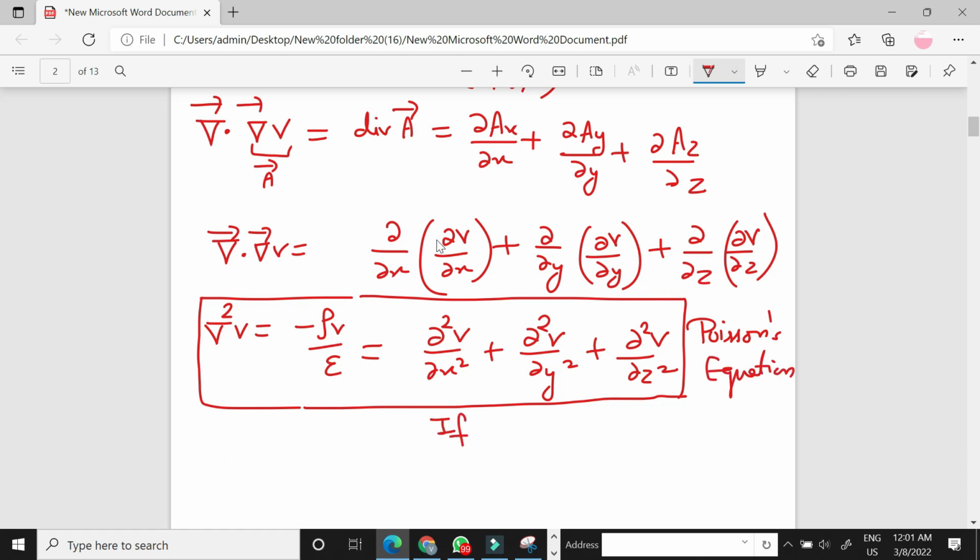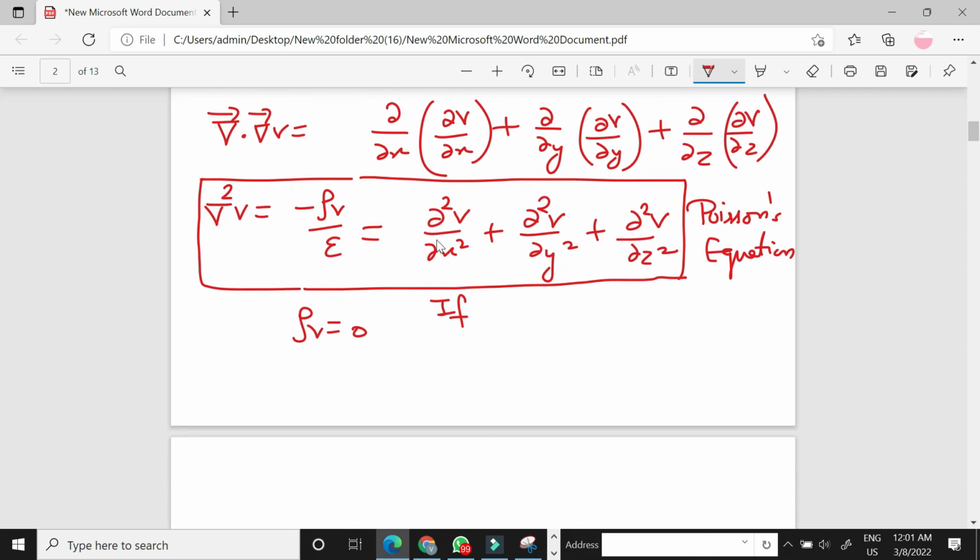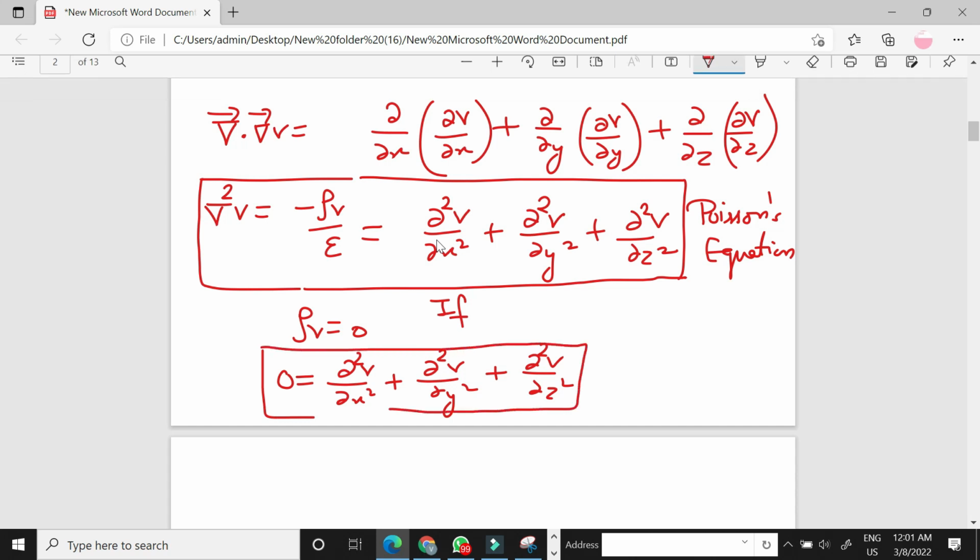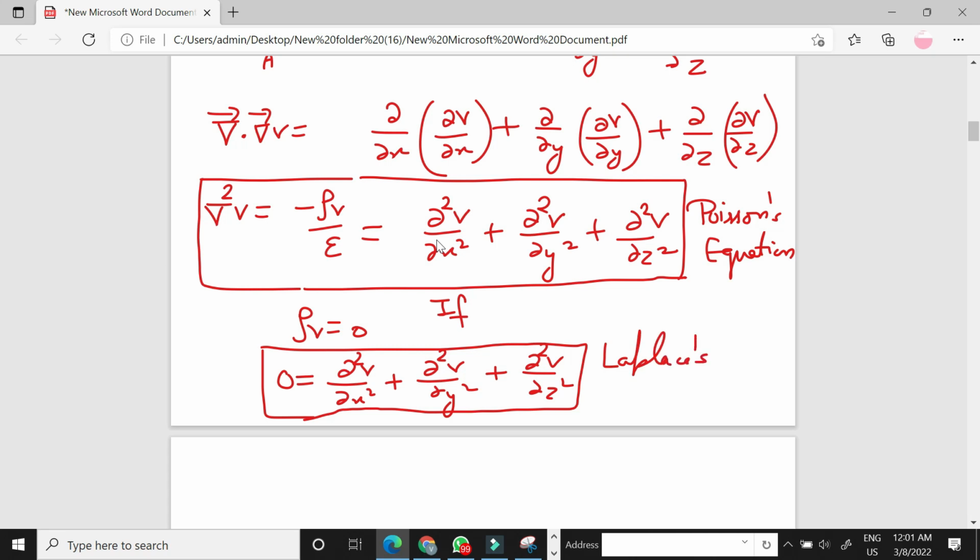If rho v is equal to 0, then it becomes 0 is equal to del square V upon del x square plus del square V upon del y square plus del square V upon del z square. And this equation is known as Laplace equation.